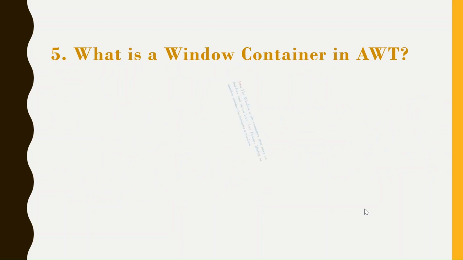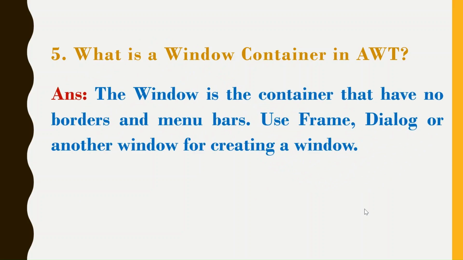What is a window container in AWT? A window is a container that has no borders and no menu bars. So here we don't have any sort of borders or menu bars for the window. So use frame, dialog, or another window for creating a window container. Because as I was saying, the frame and dialog are also part of the container, so we can use frame or dialog directly instead of going for the window container.